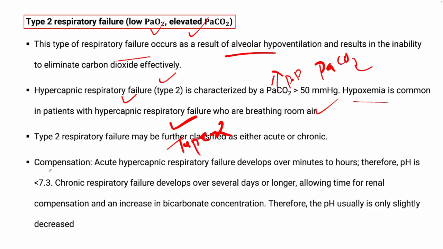So what is the compensation, or inability to compensate, if type 2 is there? Acute hypercapnic respiratory failure develops over minutes to hours. Therefore pH is less than 7.3, and chronic respiratory failure develops over several days or longer, allowing time for renal compensation and an increase in the bicarbonate concentration. So it can develop in minutes to hours, and the bicarbonate level or pH can vary, and the pH is usually only slightly decreased. This is the compensation of type 2 respiratory failure.